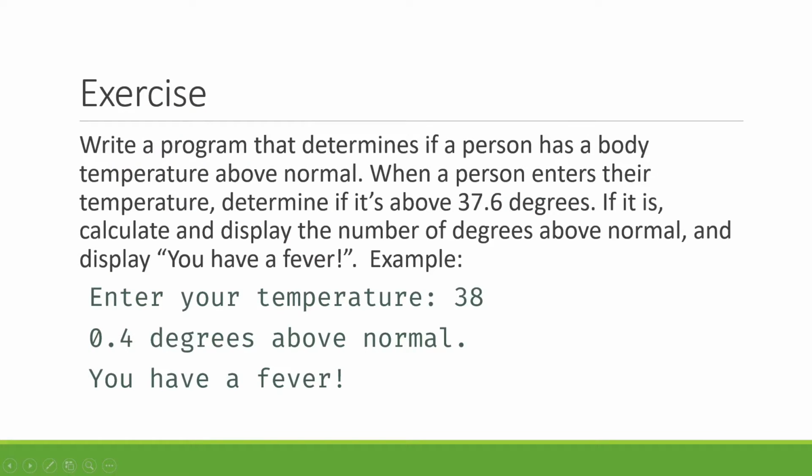So go ahead and try this exercise on your own. Write a program that determines if a person has a body temperature above normal. When a person enters their temperature, determine if it's above 37.6 degrees. If it is, calculate and display the number of degrees above normal, so basically the difference between the user entered temperature and 37.6, and display you have a fever. You can see here there's some sample input with the required output. Don't forget to do the IPO chart for this exercise. Go ahead and pause the video, give the exercise a try, and then come back to check your answer.